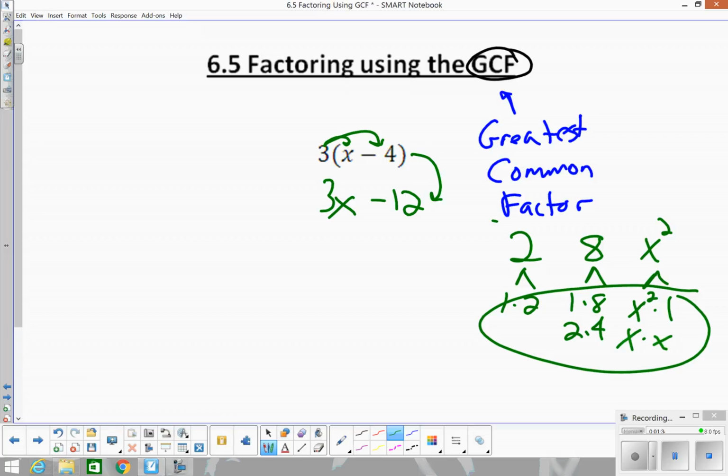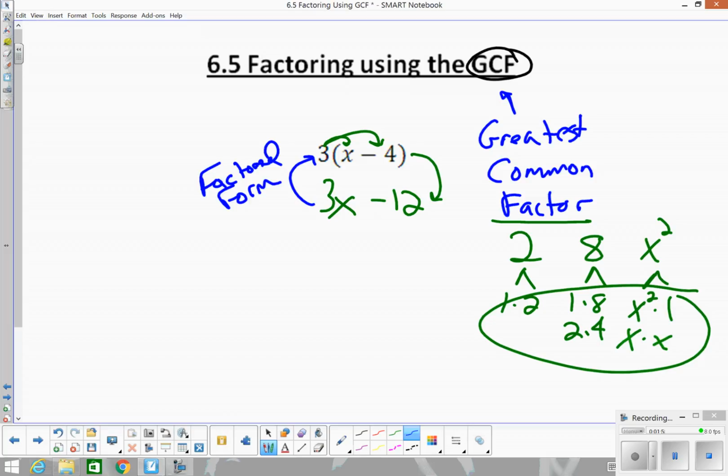When I factor, I want to start with an expression, and I want to go back to factored form, which in this case has a parenthesis. So that's my factored form.